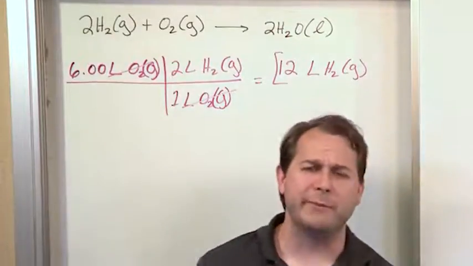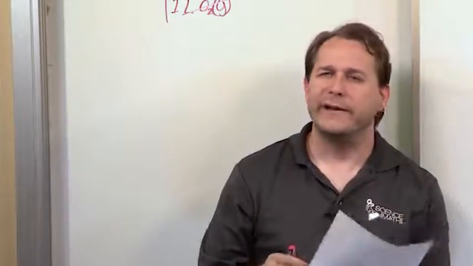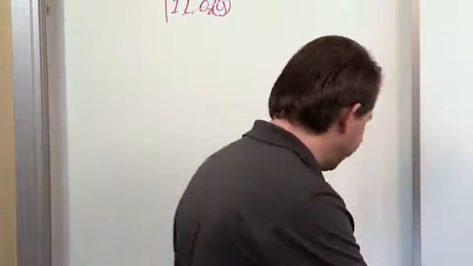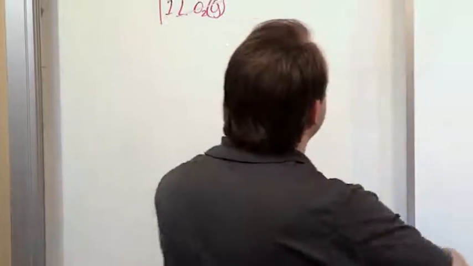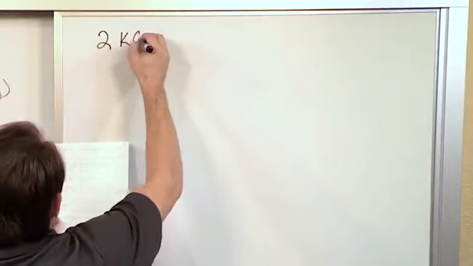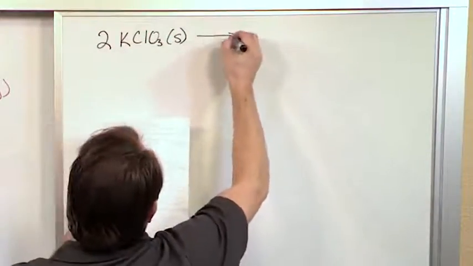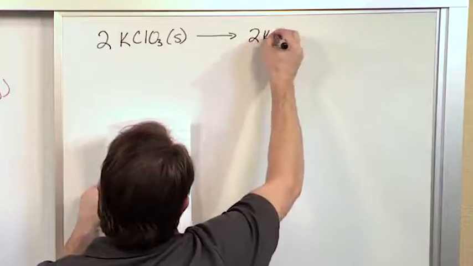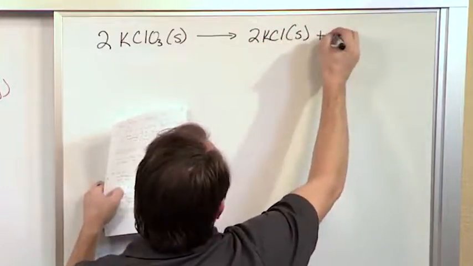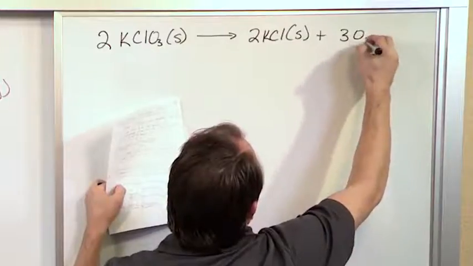Now for the next problem, it's not quite so simple because we're not really asked quite such a simple problem as we've done right here. So let me first write the reaction down for our next problem, which is the following: 2KClO3, and that's a solid. That decomposes to 2KCl solid plus 3O2 gas.